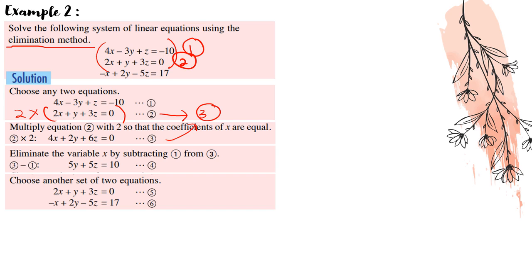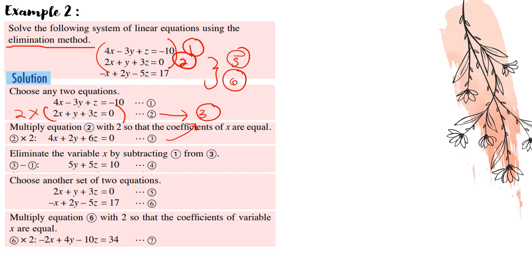And then choose another two equations. Okay, so here I choose 2x plus y plus 3z is equal to 0, and this one. So equation number 5 and equation number 6.